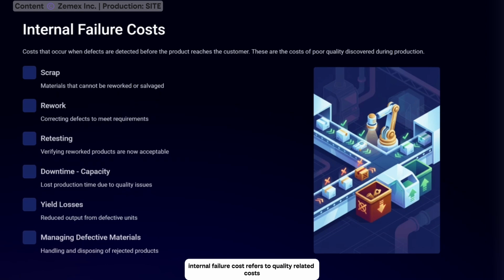Internal failure cost refers to quality-related costs that occur within our organization or within our operations. Examples include scrap, rework, retesting, downtime due to quality issues, yield losses, and handling defective materials. These types of costs occur internally and are relatively easier to manage compared to external failure costs.